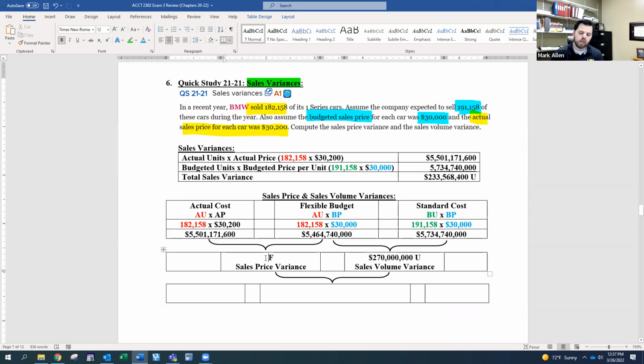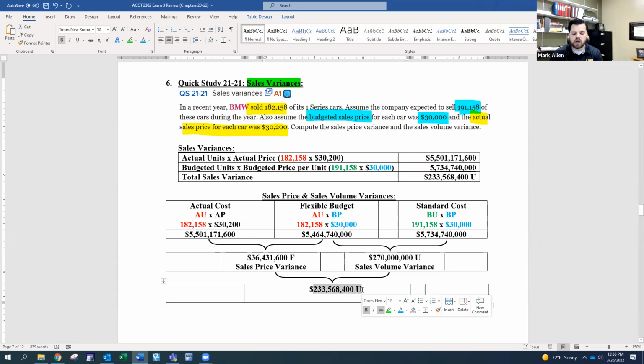Unfavorable. Now, on the other hand, we're looking at our sales price variance. The difference in the 5,464,000 and the 5,501,000 is 431,600, and that is a favorable variance. And this is my sales price variance. In the end, when we net those two out, we'll come out to 233,568,400. And it should not be a surprise that's unfavorable. 270 is certainly a lot greater than 36. So the unfavorable outweighs the favorable, leaving us with the unfavorable.